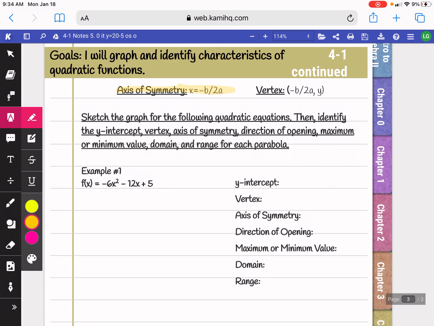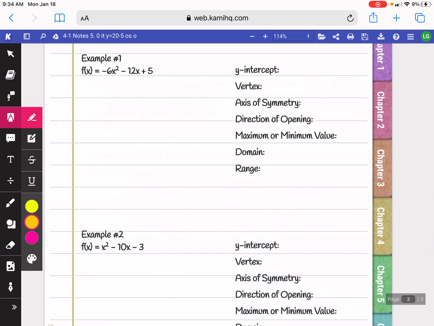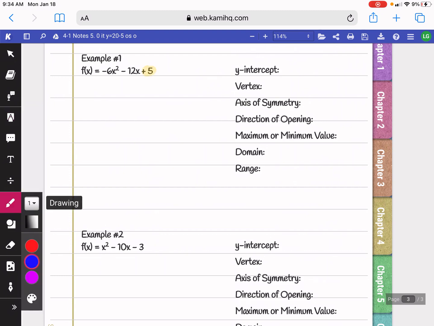It's going to help you to find your vertex. It's going to help you to know where your maximum or minimum value would be at, as well as the number that's in your range. So that formula is going to be used a lot. So here we have an equation. Our first thing we're going to do is identify the y-intercept. So remember, your y-intercept is your c value. So here our y-intercept is at 5.